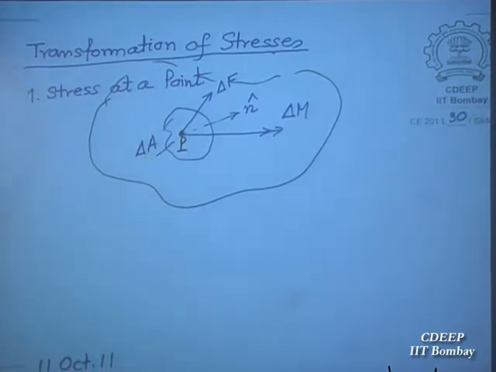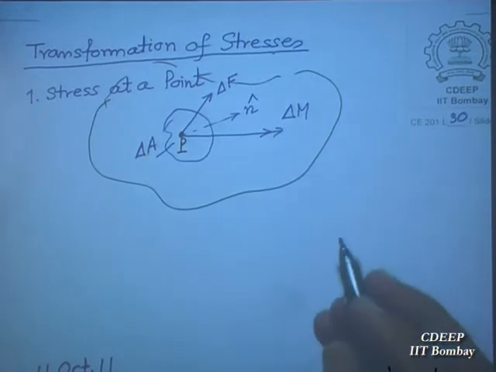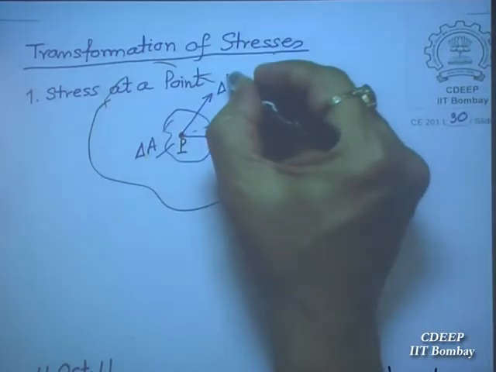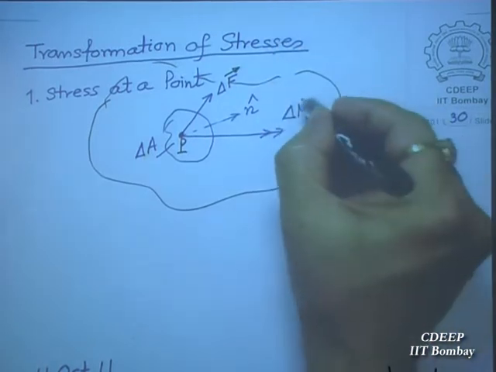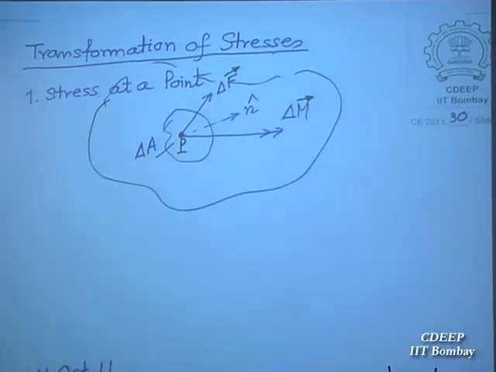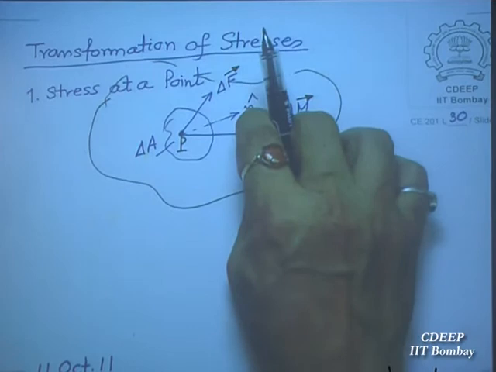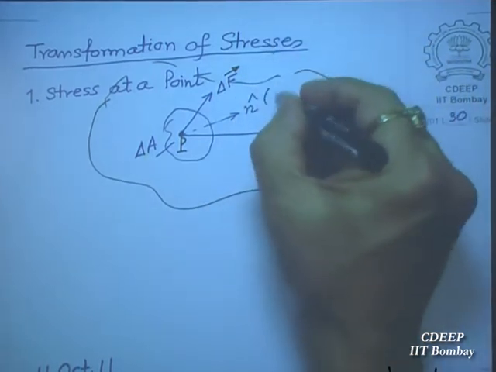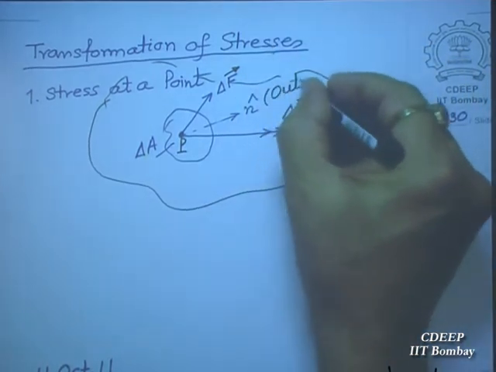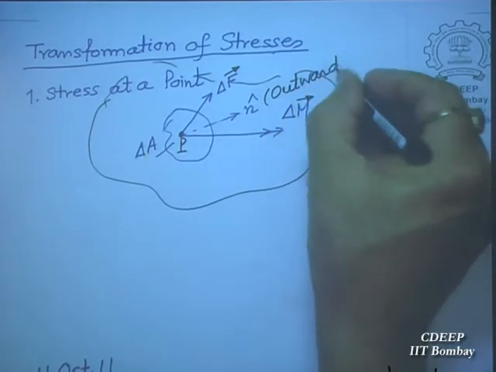So stress at a point is given by this. DF has a direction, so it is a vector. Similarly, this also has a direction, so it is a vector. And area also, because through the same point you can pass a number of areas. The orientation of the plane can be different. So area also is a vector. It is dependent upon n. This n is important. n is the outward normal.